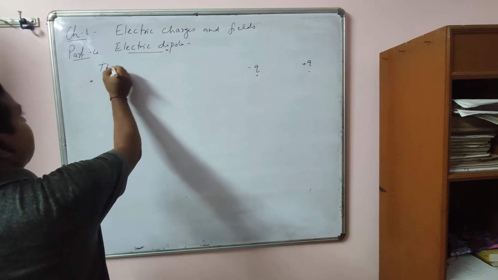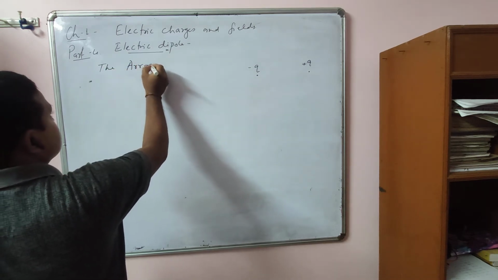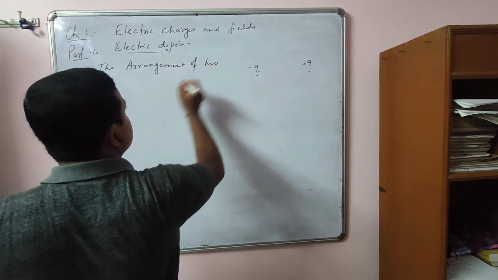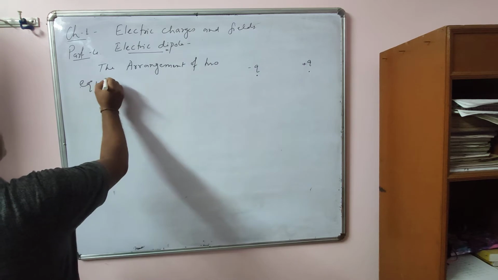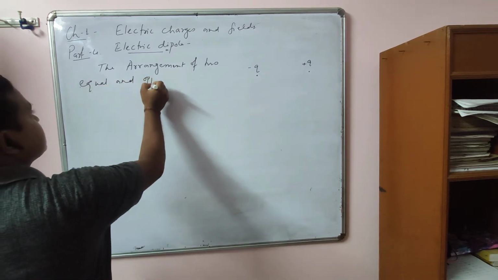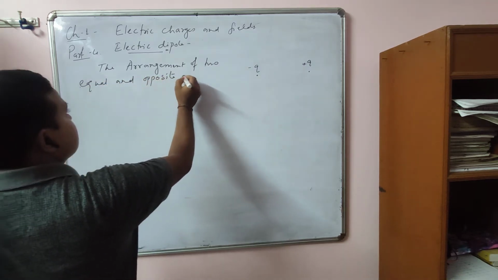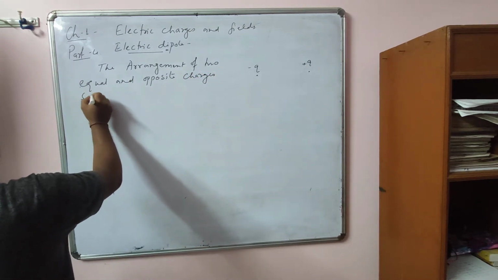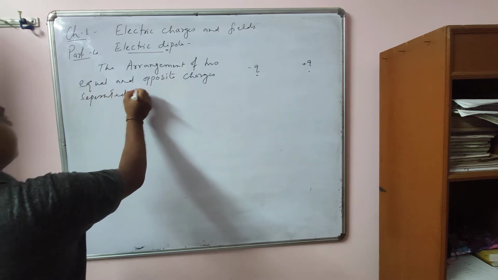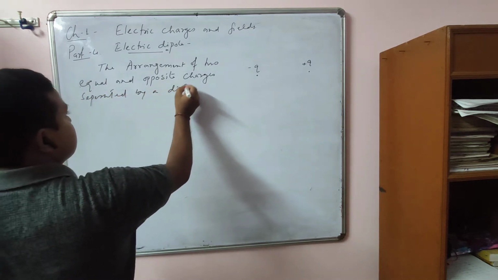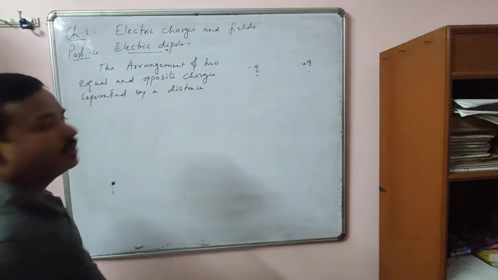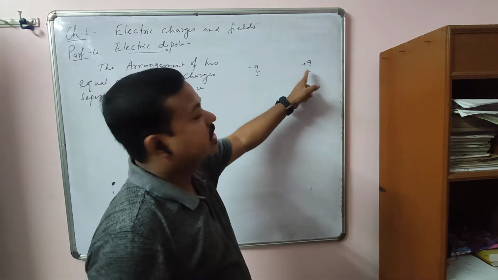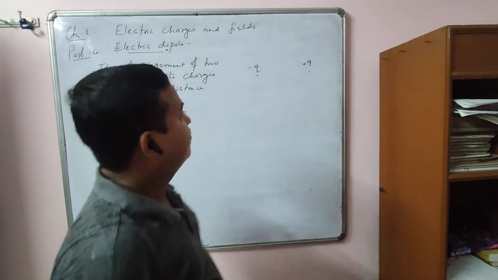What is a dipole? The arrangement of two equal and opposite charges separated by a distance. So this is called an electric dipole. Okay. Magnitude is the same, but nature is opposite. One is positive, another is negative.